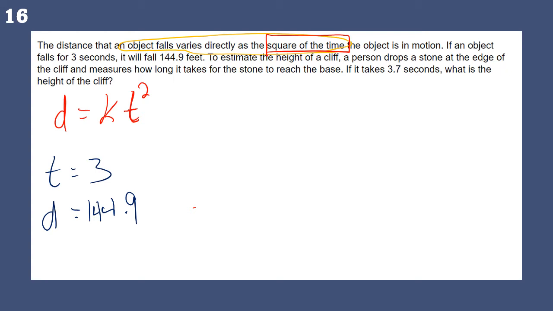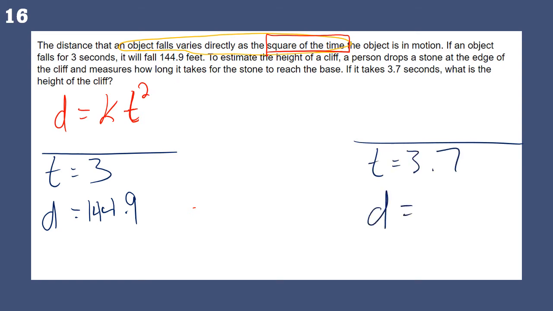Now it says to estimate the height of the cliff, a person drops a stone at the edge of the cliff and measures how long it takes the stone to reach the base. If it takes 3.7 seconds, what is the height of the cliff? So our first situation they give us here, and then our second situation they don't give us quite as much. They just say t equals 3.7. What is the d?